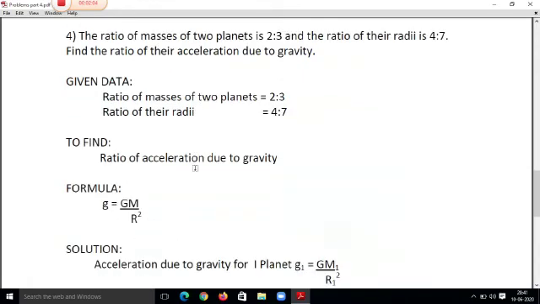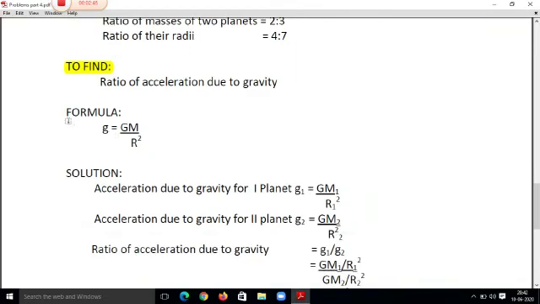Question number 4. The ratio of masses of two planets is 2:3 and the ratio of the radii is 4:7. Find the ratio of their acceleration due to gravity. The ratio of masses of two planets is given as 2:3 and the radii as 4:7. We have to find out the ratio of the acceleration due to gravity. Given data, ratio of masses of two planets is equal to 2:3. Ratio of the radii is equal to 4:7. To find the ratio of acceleration due to gravity.